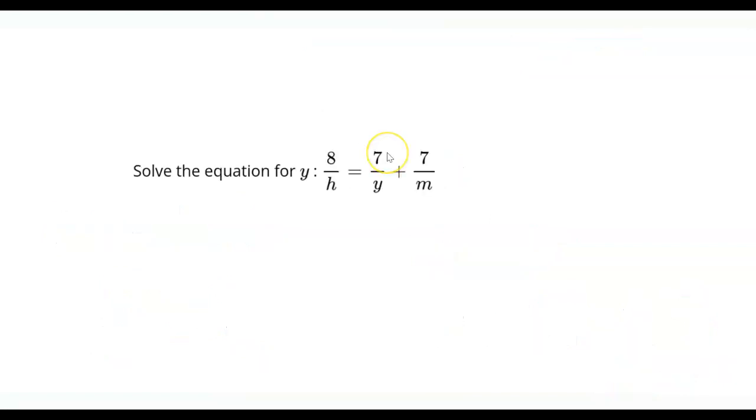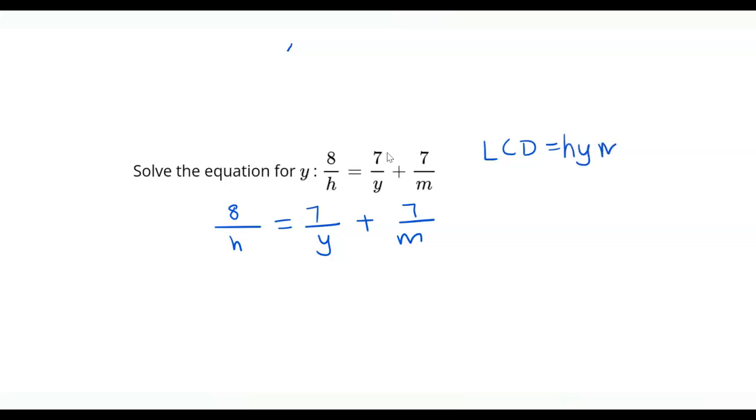Okay, our next equation, we need to solve the equation for y. So we have 8 over h equals 7 over y plus 7 over m. So notice in this one, we're going to have different denominators, not the same as we did in the last couple of problems. And so what I would do is first, let's find our LCD. Well, in this case, it's got to be h times y times m. So just HYM. So what we can do is just multiply each by what it doesn't have.